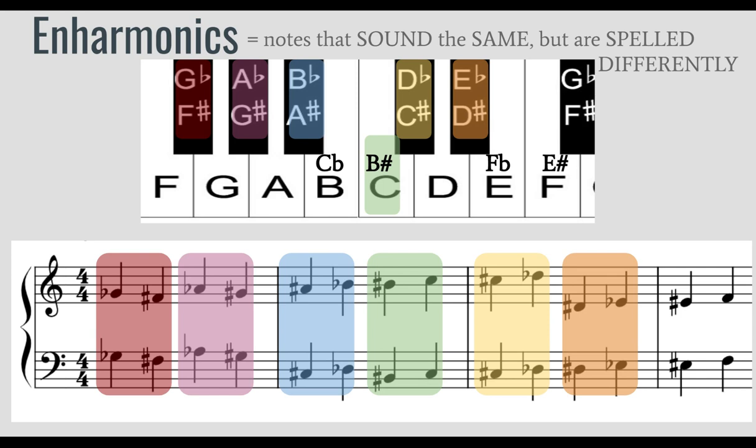And again, F natural is the same as E sharp. And that's what it would look like on the keyboard. F natural, E sharp. And then I didn't give examples on the staff here, but if you look at the keyboard, B natural is the same as C flat, and E natural is the same as F flat. These are all examples of enharmonics.